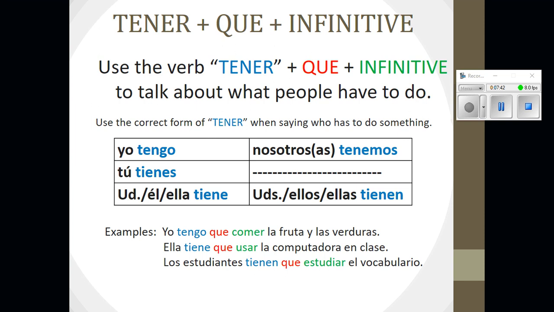Okay, the next one. If I want to say she has to use the computer in class, I would say ella tiene que usar la computadora en clase. She has to use the computer. Notice that tiene is the correct form of tener if I want to say she has. Que must follow to say that she has to do something. And finally, usar is the verb that means to use. The last sentence, los estudiantes tienen que estudiar el vocabulario, means the students have to study the vocab. Notice we've chosen tienen as our form of tener because los estudiantes is like saying they. So they have to study. Tienen que estudiar.